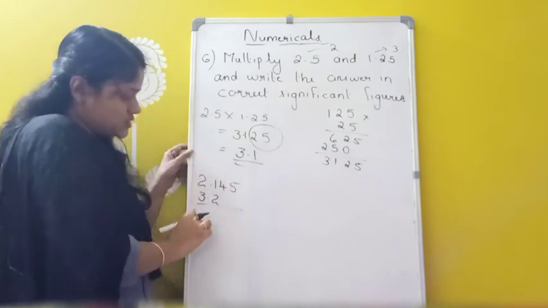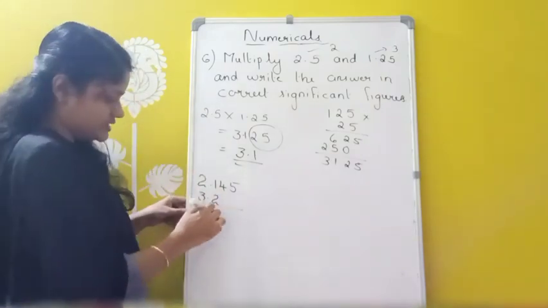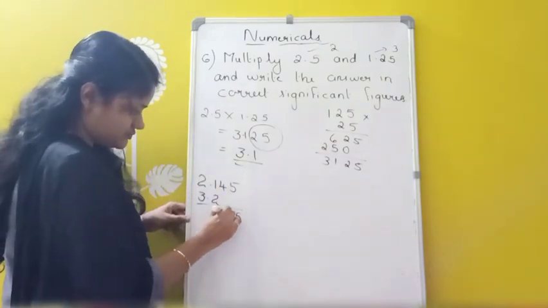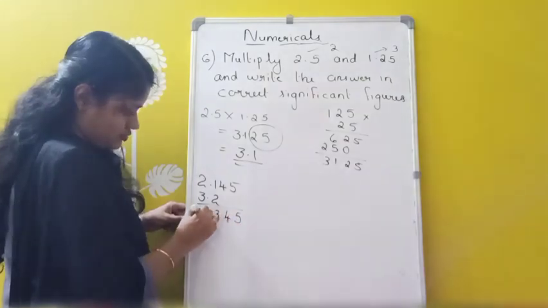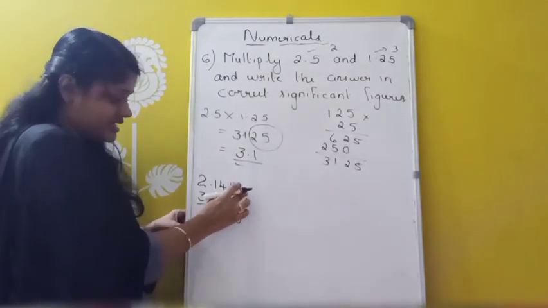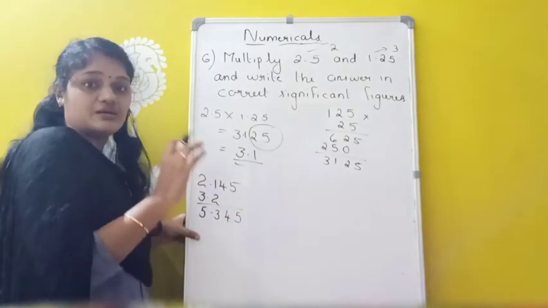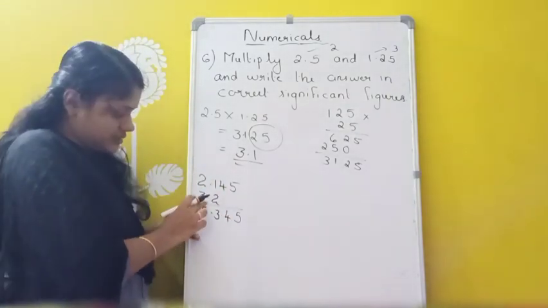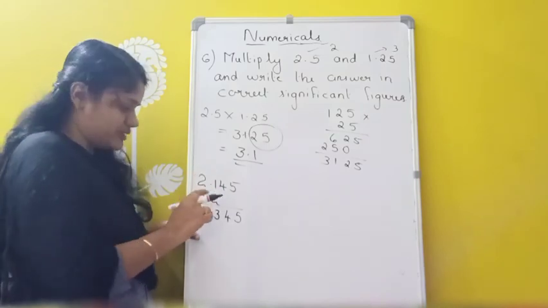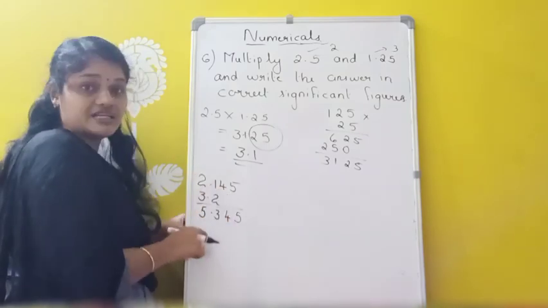Clear? And suppose we are adding two numbers. So I am adding these two numbers. So I will be getting 5.345. So in the case of addition and subtraction, this answer should contain the least number of decimal places. So here, how many decimal places? Only one decimal place. Here 1, 2, 3, 3 decimal places.